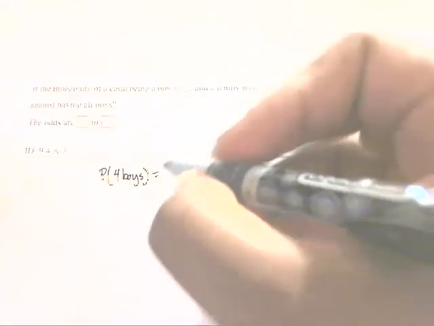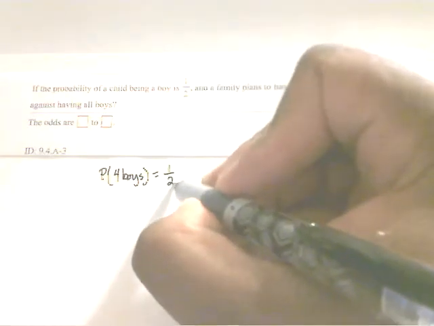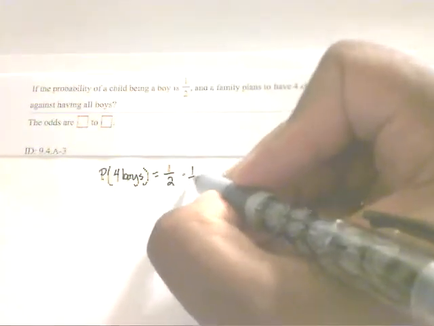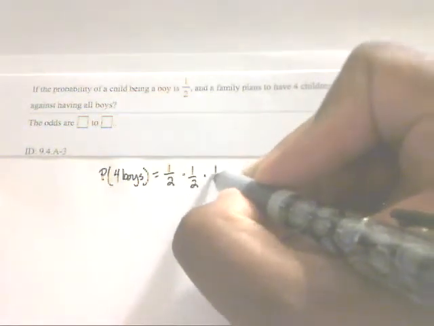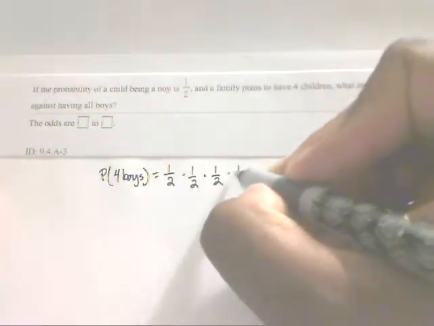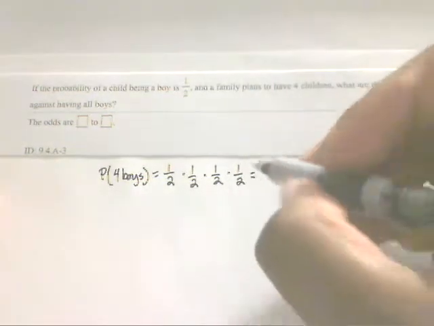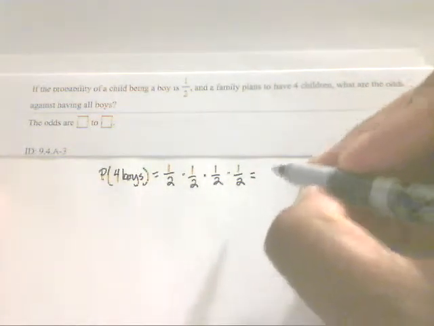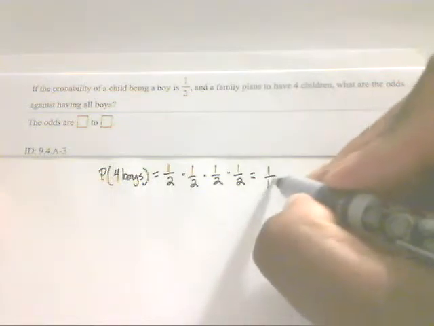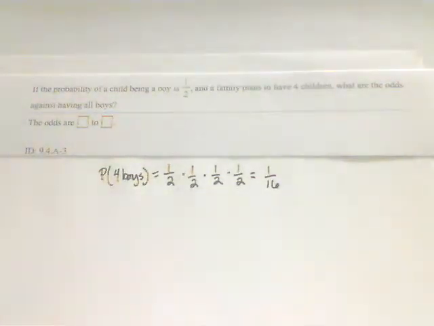Okay, so let's look at this particular situation here. You're going to have all 4 boys. So that means the probability of the first boy is 1/2. The second boy is 1/2. The third child being a boy is 1/2, and the fourth child being a boy is 1/2. So if we do 1/2 times 1/2 times 1/2 times 1/2, that's 1/16. That's the probability of 4 boys.